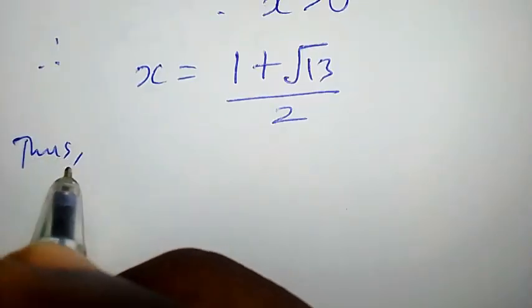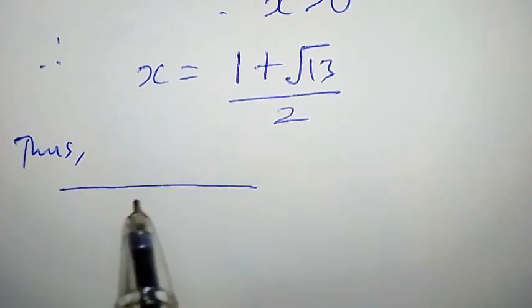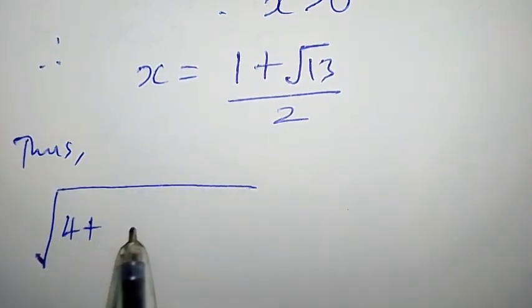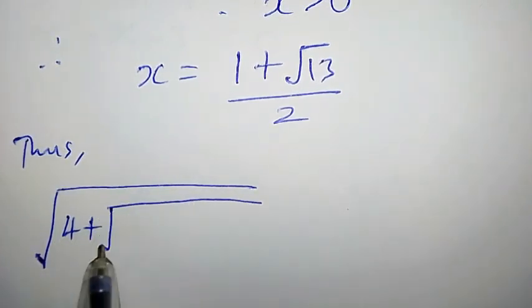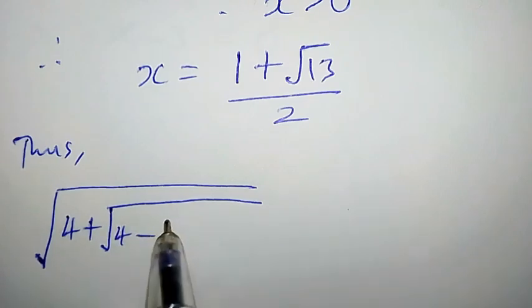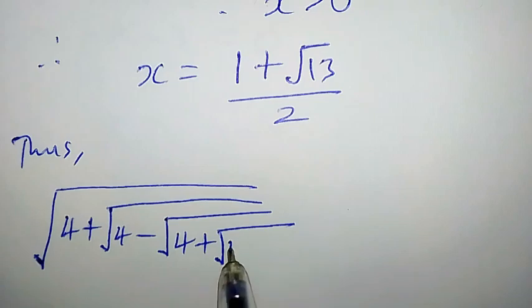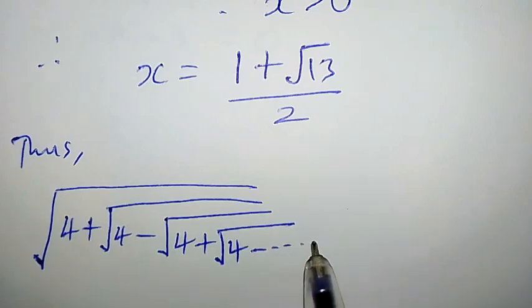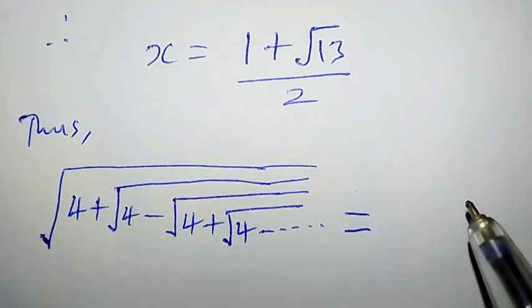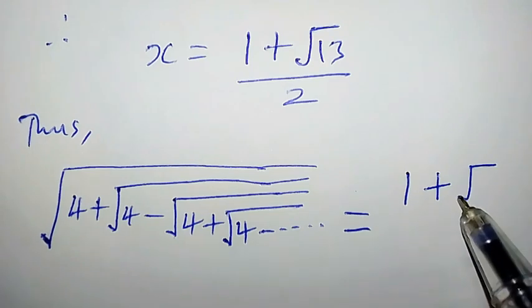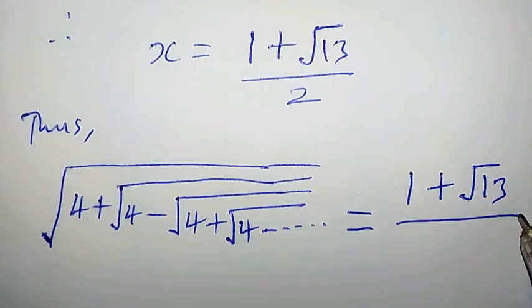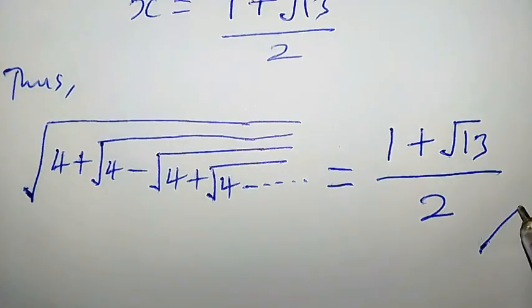Thus, we can now claim that square root of 4 plus square root of 4 minus square root of 4 plus square root of 4 minus, on and on like that, is equal to 1 plus square root of 13 over 2. This is the required solution.